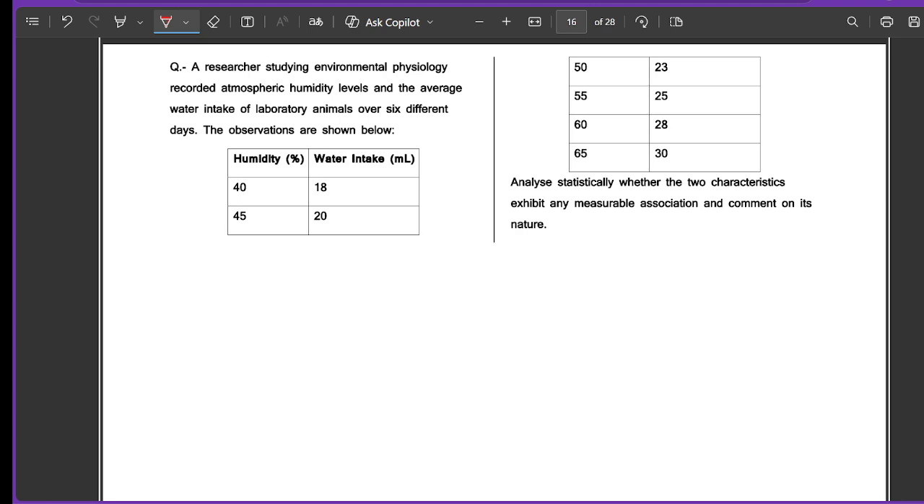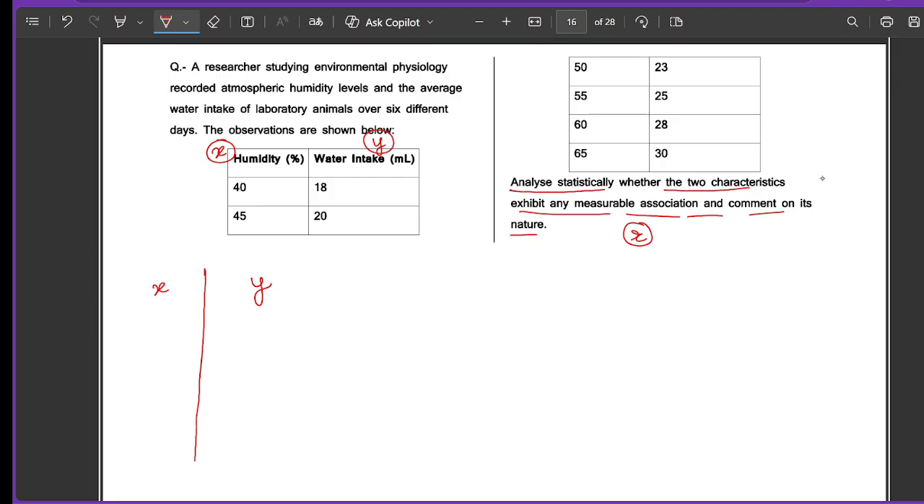One question is that a researcher is studying environmental physiology, and he recorded the atmospheric humidity levels and average water intake of the laboratory animals over 6 different days. So basically the variable x here is humidity, variable y is water intake. Now we have to analyze statistically whether the two characters exhibit any association or not. So we have to calculate r.